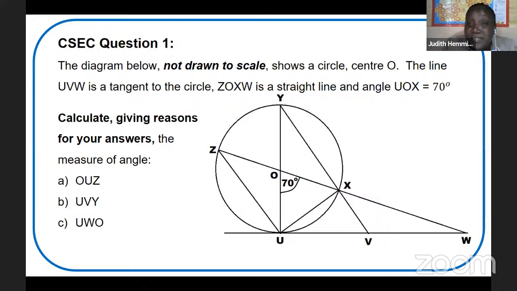So we have some CXC questions that we are going to share with you now in the last segment of our workshop, and we're going to be asking you, how would you be able to find the first angle that you are being asked to find in this question? You have to give reasons for your answers. Remember those theorems that we went over? How would you be able to use those theorems to find angle OUZ, UVY, and UWO?